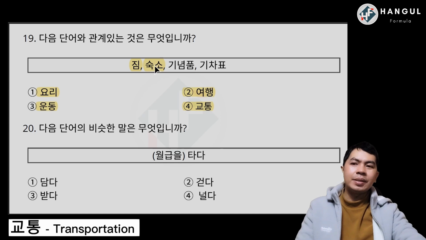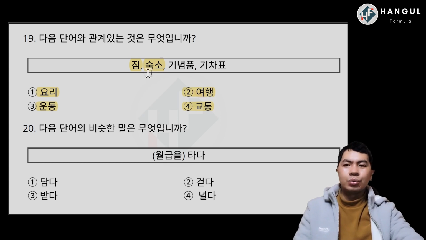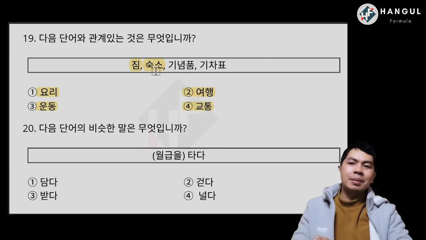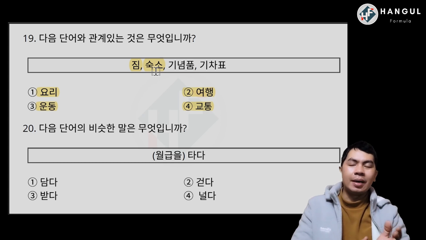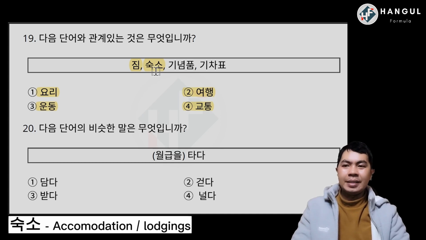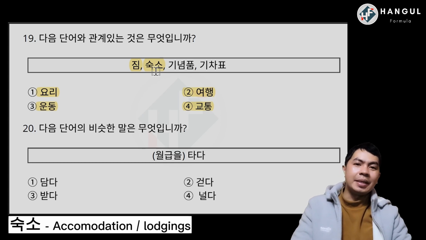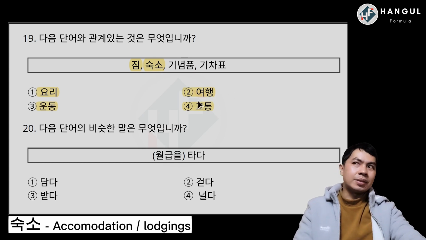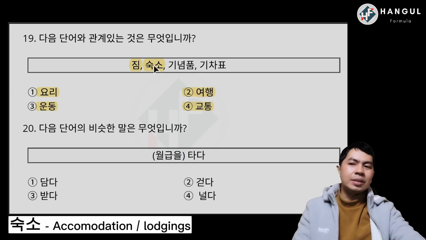But tingnan natin yung second na word dito sa box. Sukso. What is sukso? Sukso is yung lugar na pag-istayan mo pag nag-travel ka or pag nag-trip ka kung saan mo gusto pumunta. Sukso is yung accommodation mo. Okay? Diyan tayo mag-stay, matutulog, then gagala and then babalik, depende kung ang travel natin sa isang lugar is 2 to 3 days, ganyan. 3 nights to 2 days, ganyan. So yeah, sukso is about accommodation. Okay? So pasok pa din siya sa yoheng.